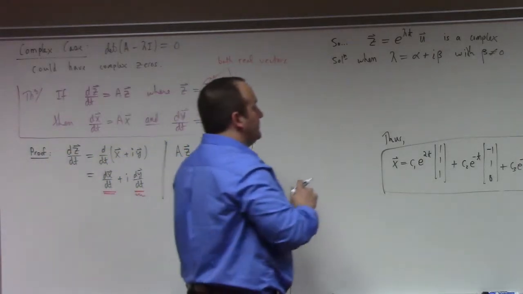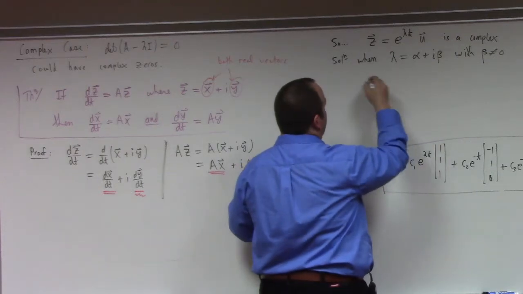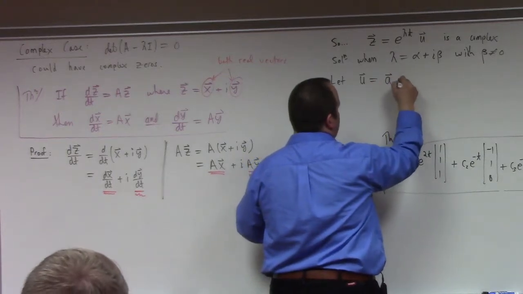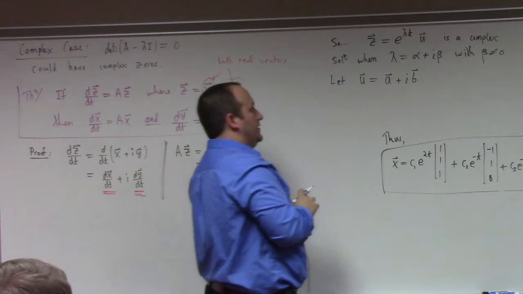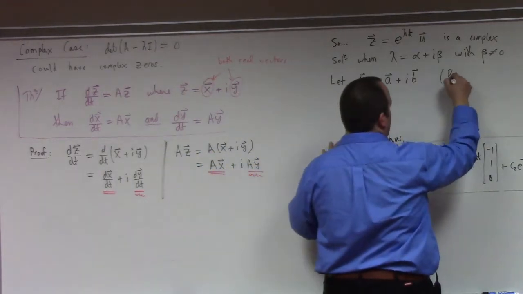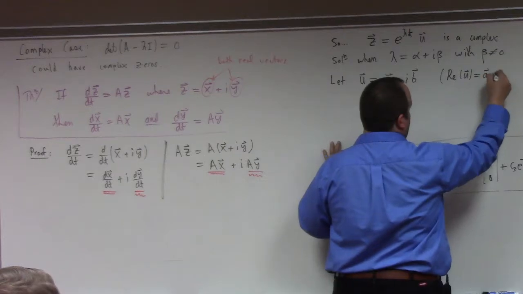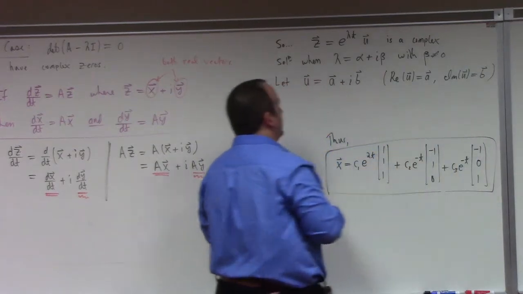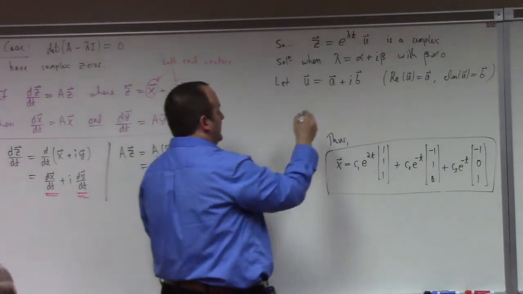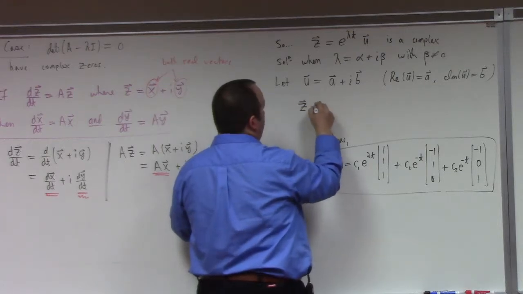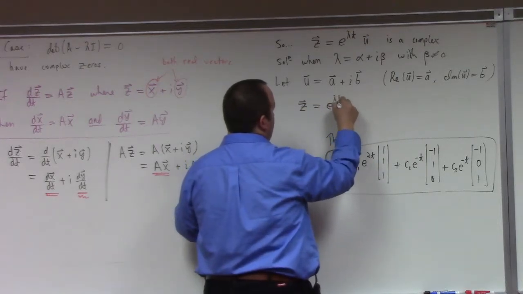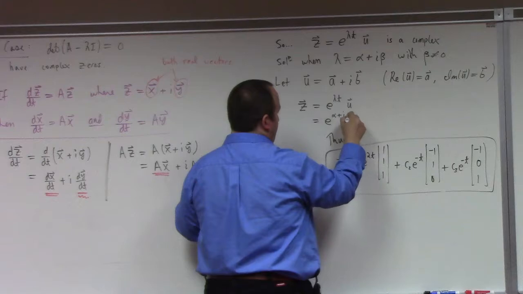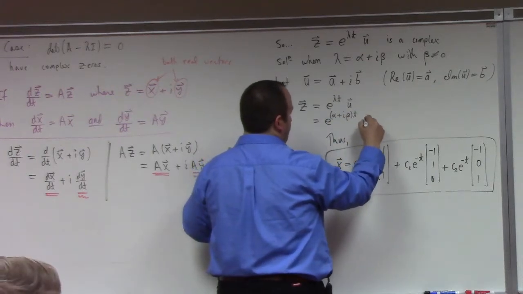So let's just work that out here before we get into an example. This is kind of standard notation, u equal to a plus ib. So you could say the real part of u is A, the imaginary part of u is B. These are both real vectors, okay? So if we calculate z equal to e to the lambda t times u, let's work that out. That's e to the alpha plus i beta times t times u.